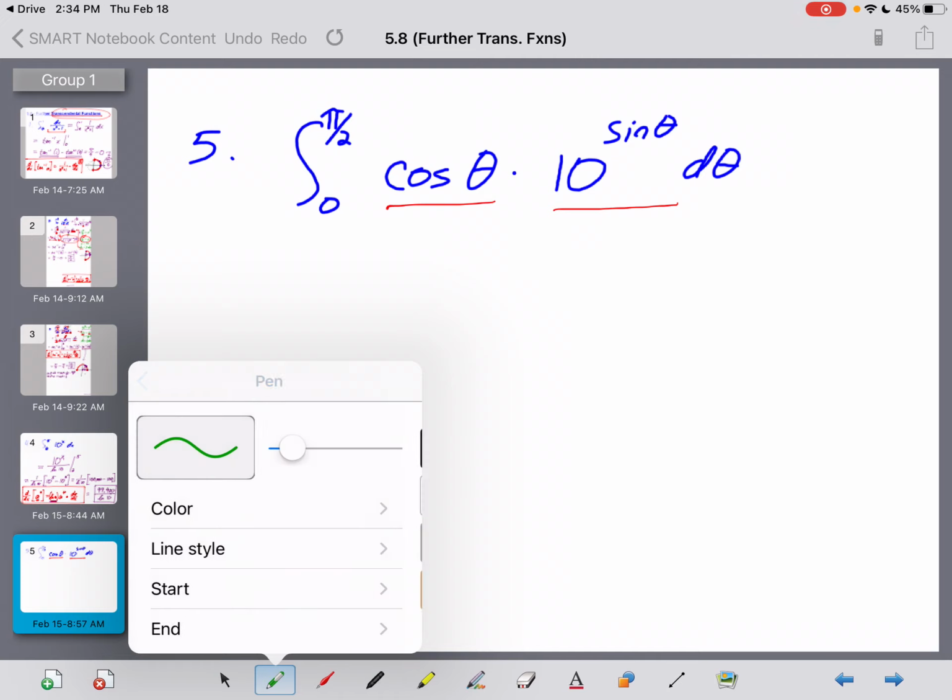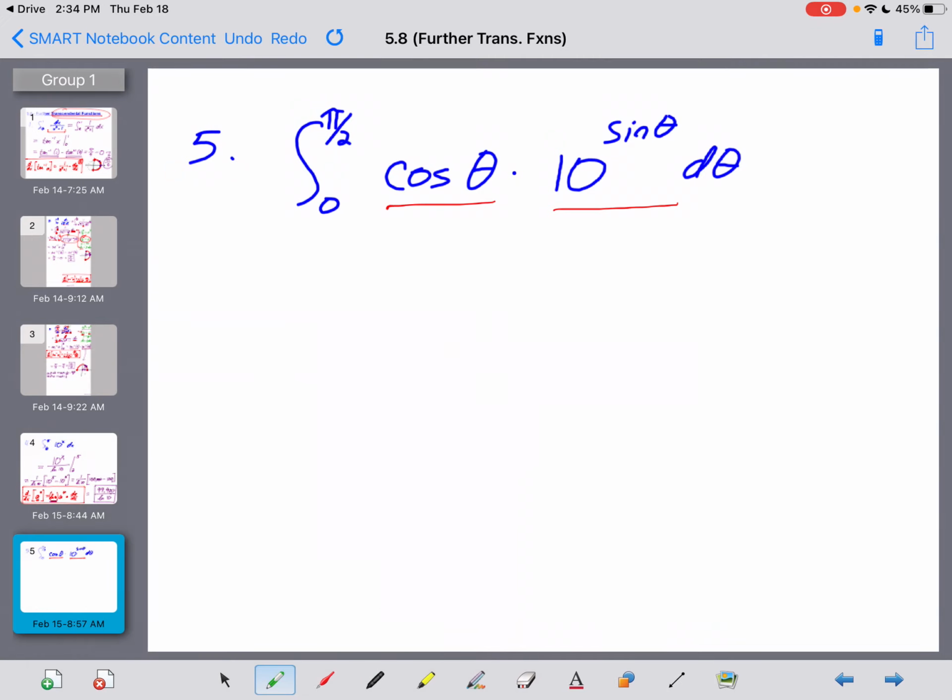I notice that my integrand has 2 distinct parts, cosine of theta being multiplied by 10 to the sine of theta. Differentiating that integrand would require the product rule. That means that it's too complicated for me to simply reverse a rule. I might need u substitution. So what am I going to let u equal? The easier part of the harder part of this integrand. The harder part is right here. I'm going to let u equal the exponent of sine of theta.